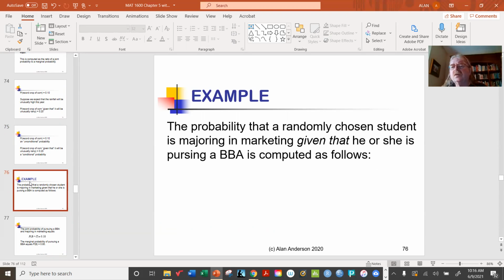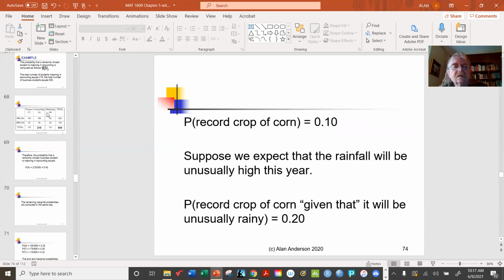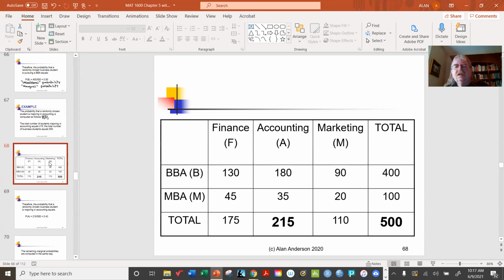Going back to our student example, suppose that we want to know the probability that a randomly chosen student is majoring in marketing, but unlike in the past examples, this time we know for a fact that this student is getting their bachelor's degree. Okay, so instead of picking somebody randomly from the entire business school, I'm only choosing from the bachelor's degree students. How does that change my calculations? Now before, what I would have done is I would have said, well, in the entire student body here, I've got 110 marketing majors out of 500. Okay, it's completely different now, isn't it?